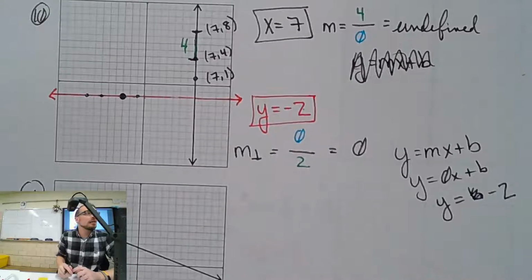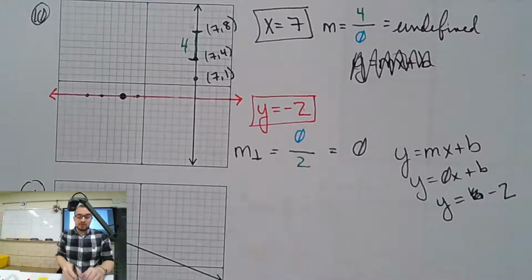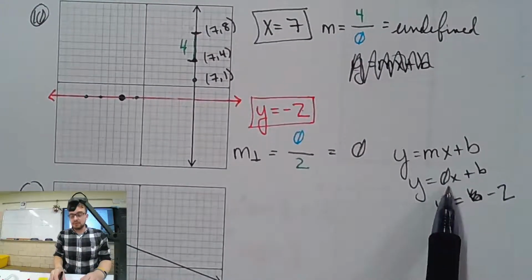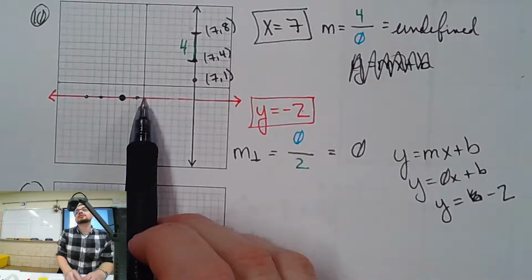It also pops up that way, doesn't it? If you didn't think about what all these points have in common, you could figure out, oh, look, slope is 0, plug in 0 for m. Everything goes away except b. What is b, the y-intercept? Here's the y-intercept at -2. They get you the same answer.